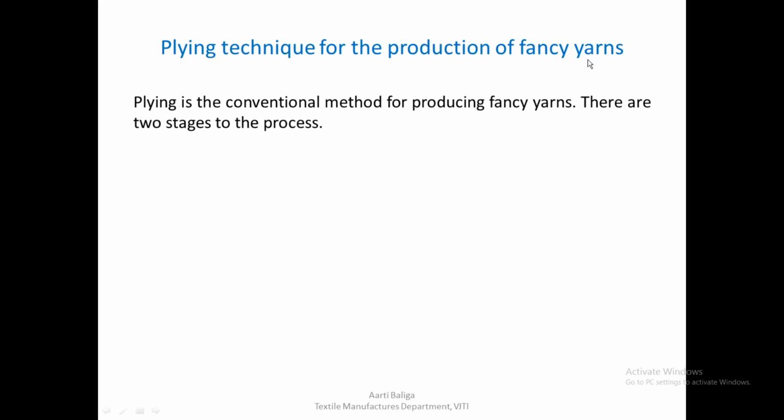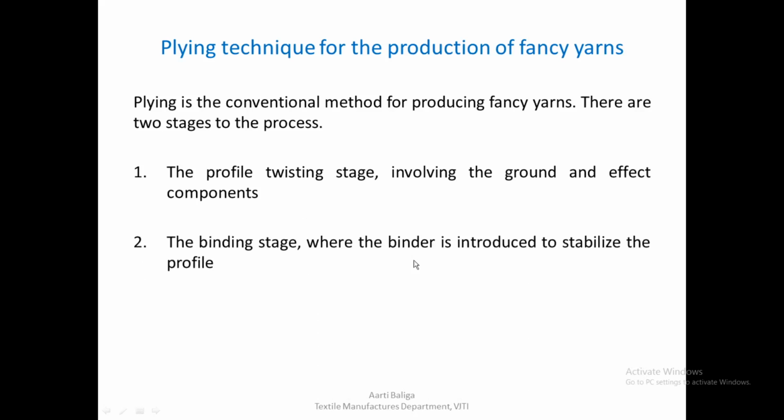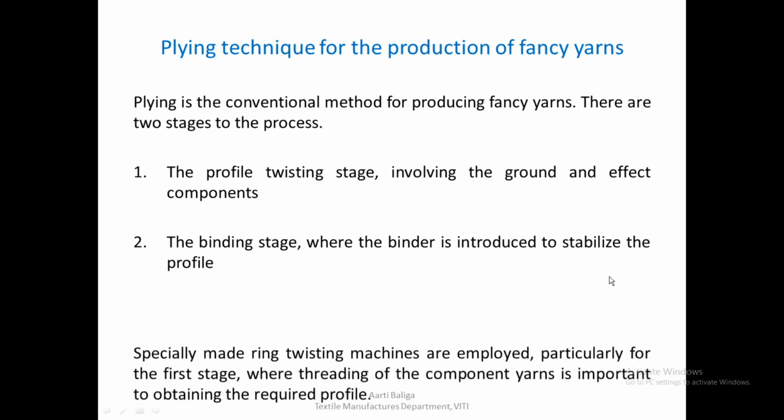So, plying technique for the production of fancy yarns. Plying is the conventional method for producing fancy yarns. There are two stages to this process. The first one, I have already mentioned, is the profile twisting stage. It involves the ground and the effect components which are brought together. Then there is this binding stage where the binder is introduced to stabilize the profile.